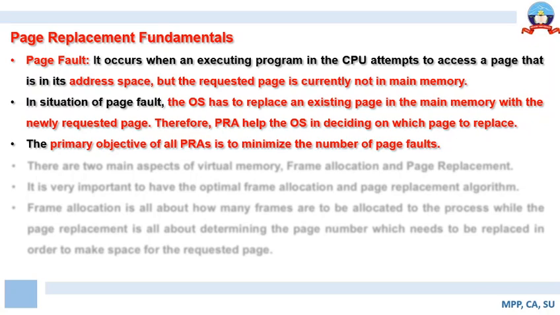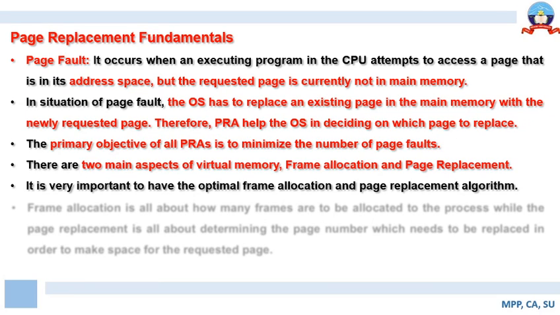Now there are two key aspects that are to be focused on related to virtual memory. The first one is called frame allocation. That means how many frames are to be allocated to a process whenever a process wants its execution. And the second one is how page replacement is to be done whenever a page requested by the process is not there in the main memory. So these are the two important aspects of interest in virtual memory, that is frame allocation and page replacement.